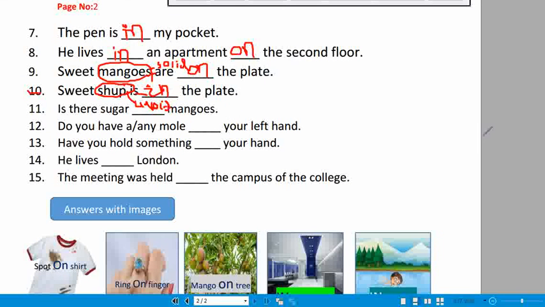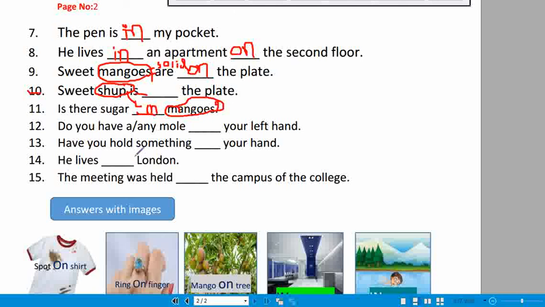Look at the next question. Is there sugar dash mangoes? Here will be the indication of a question mark. Is there sugar dash the mangoes? When we want to know if there is something in the mangoes, that means in the mangoes, not on the mangoes, in the mangoes.